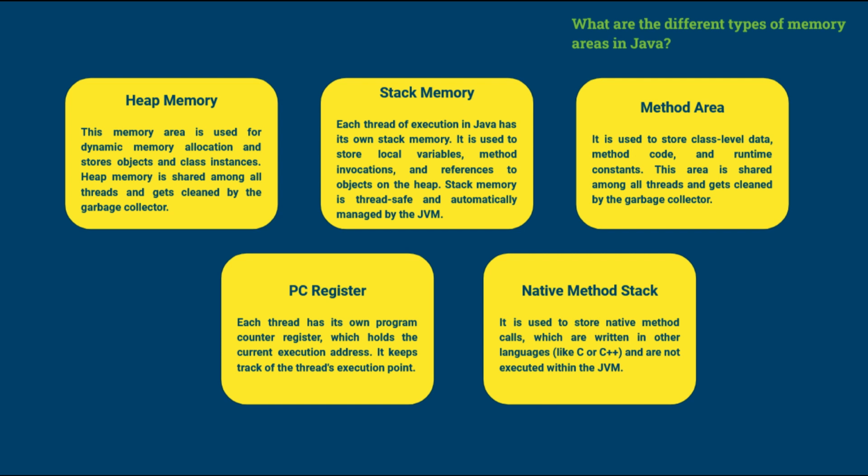Third, method area. It is used to store class-level data, method code, and runtime constants. This area is shared among all threads and gets cleaned by the garbage collector. Next, PC register. Each thread has its own program counter register, which holds the current execution address. It keeps track of the thread's execution point.